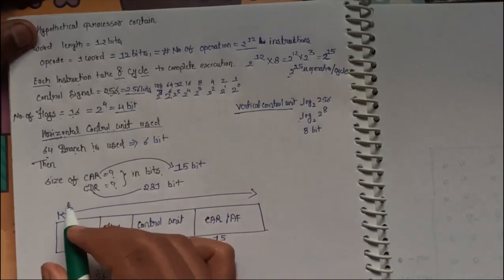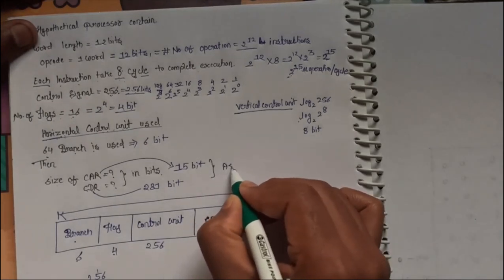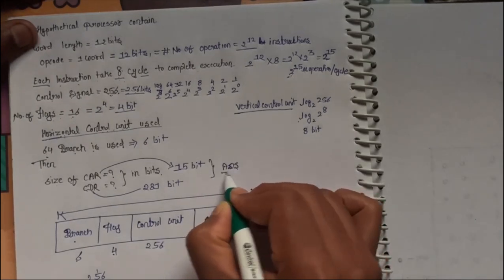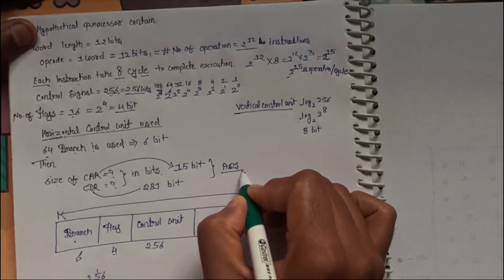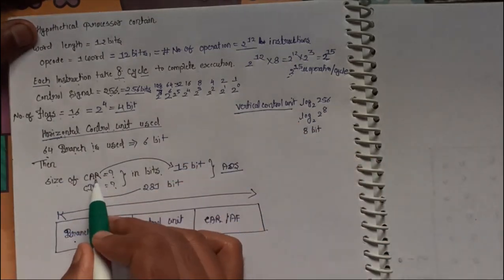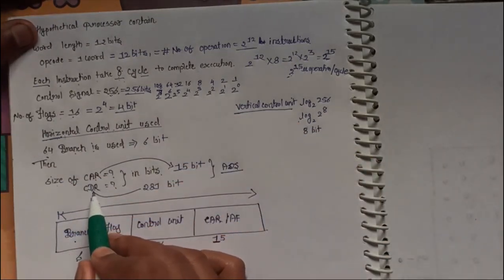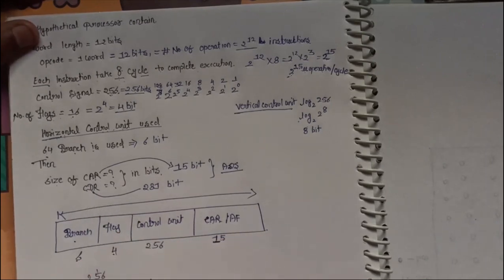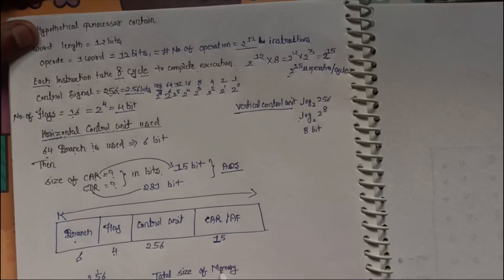So our CDR value is 281 bit. Now suppose this is our answer. Now, if the question requires the memory size this control unit will take, we have the address register and we have our data register, and you already know this formula for total size of memory, or we can say to represent a memory.